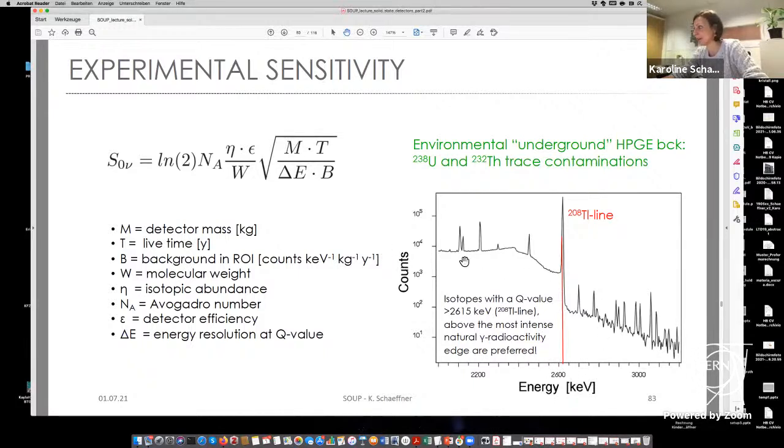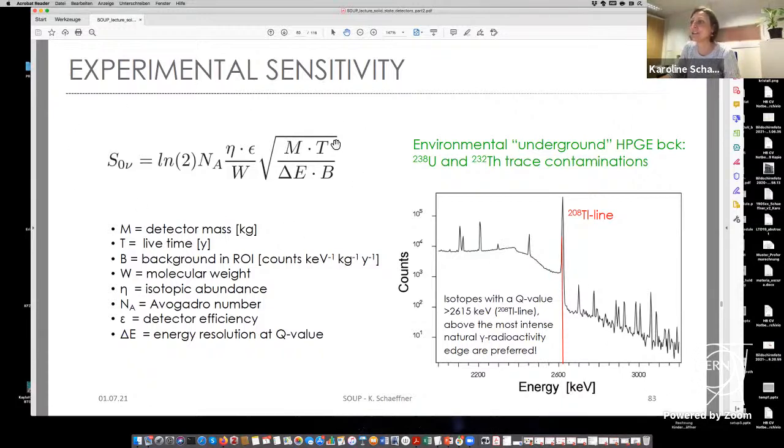This is a germanium spectrum measured in an underground lab. You see until 2615 keV, this is the thallium-208 line. This comes from the natural decay chain, and it is the highest energetic one. From there on, the background is almost an order of magnitude lower than on the other side. This is, of course, important.